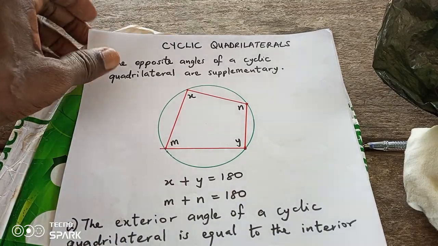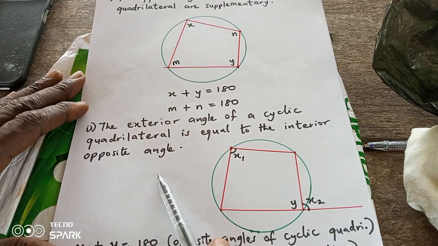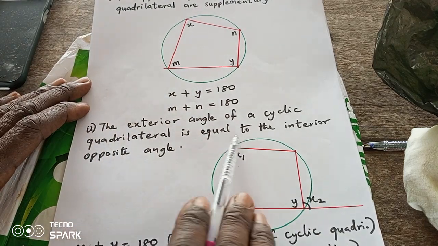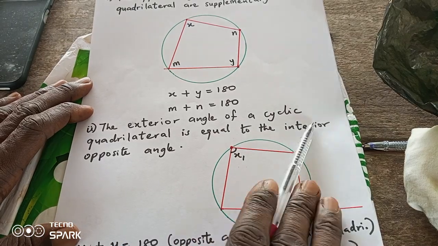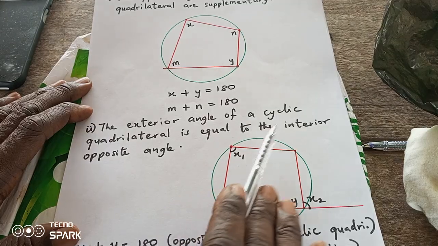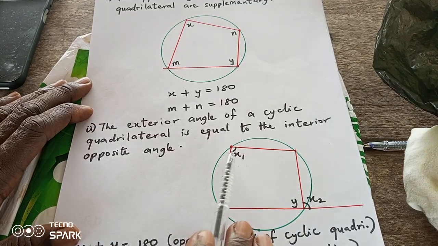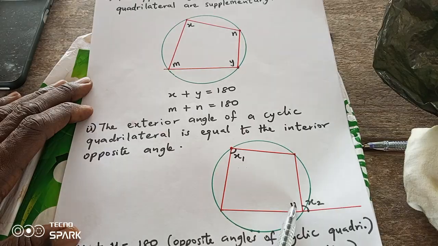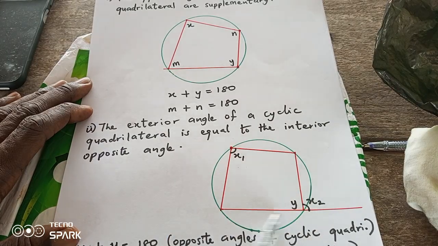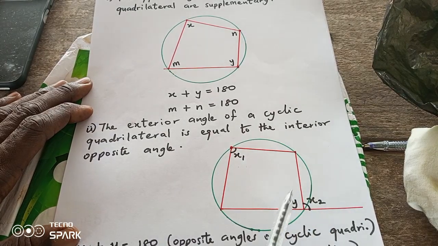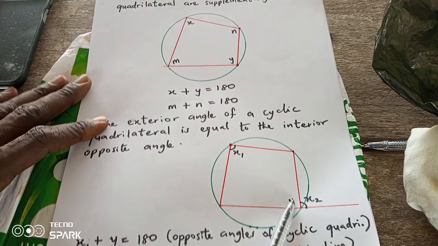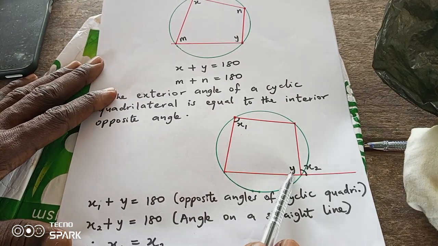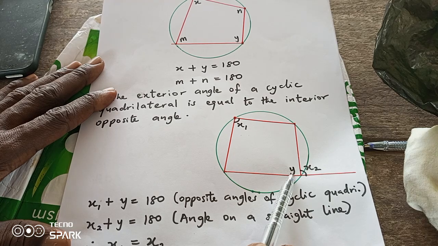Then another rule says that the exterior angle of a cyclic quadrilateral is equal to the interior opposite angle. If this angle and this angle are opposite angles of a cyclic quadrilateral, that means they should add up to 180 degrees. So x1 plus y1 should be equal to 180 degrees.